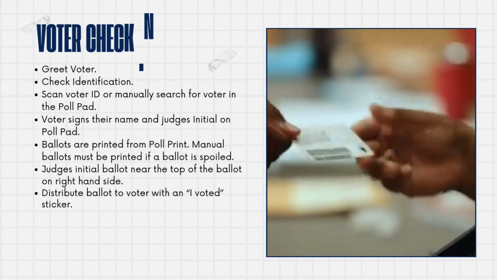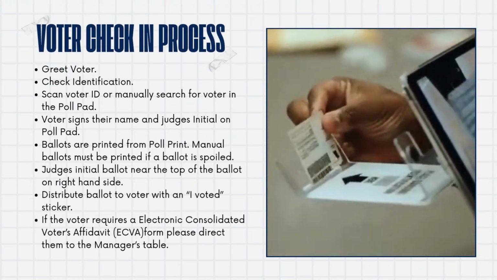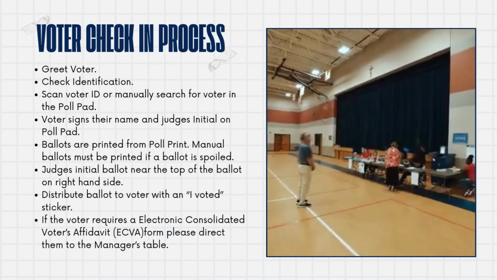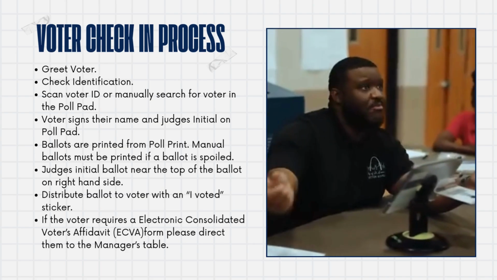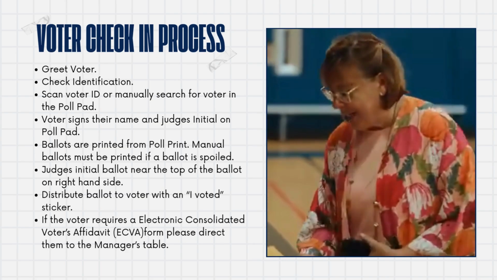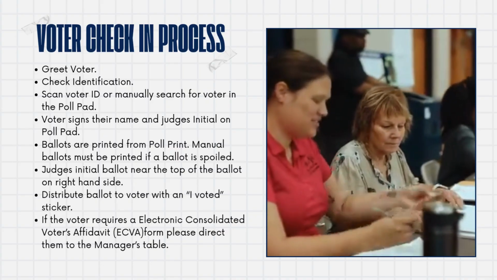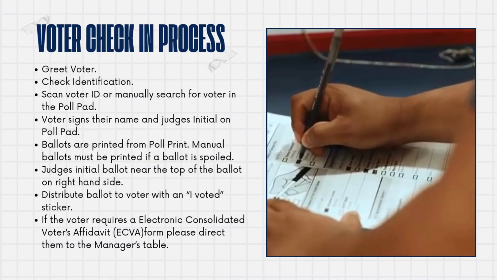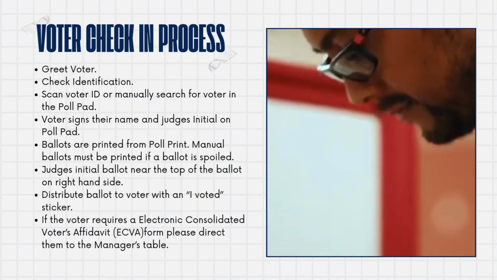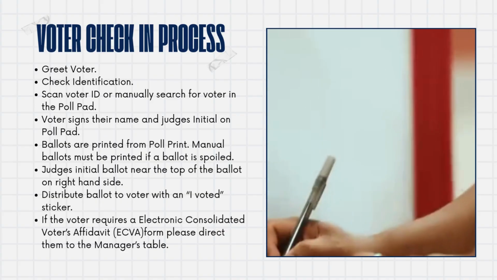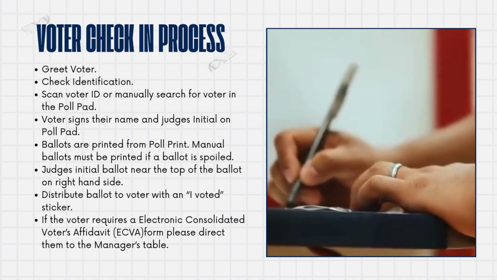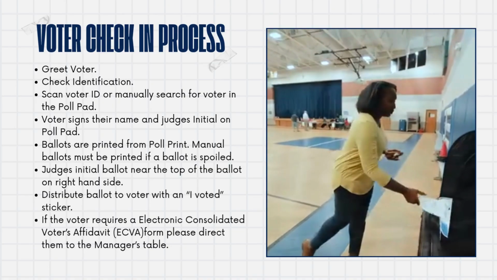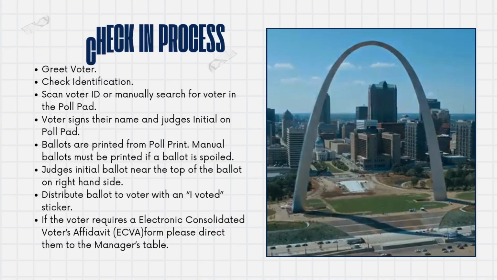Voter check-in process. Greet the voter with a smile. Check their ID, then scan it, or look them up in the poll pad. Once found, have the voter sign. Judges, remember to initial. Next, print their ballot from poll print. If a ballot is spoiled, print a new one manually. Initial the ballot near the top right, then hand it to the voter along with an I voted sticker. If the voter needs an ECVA form, send them to the manager's table.